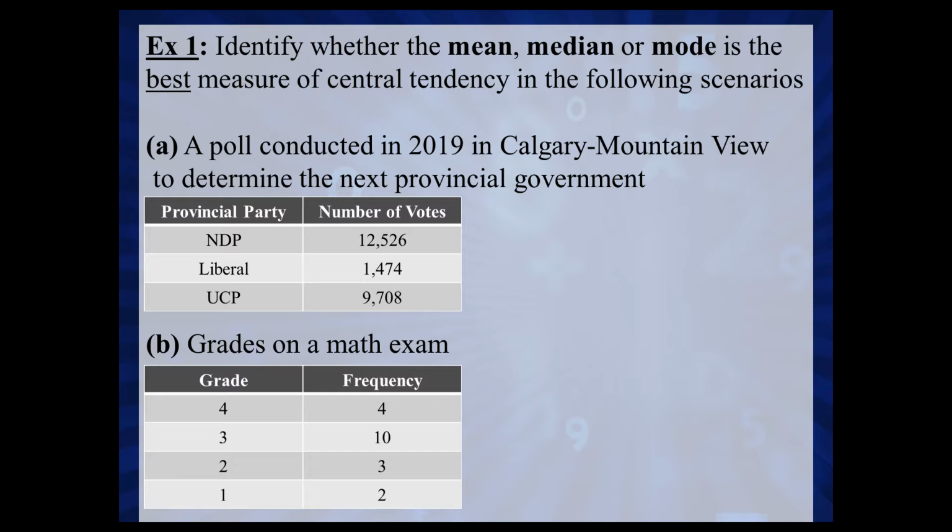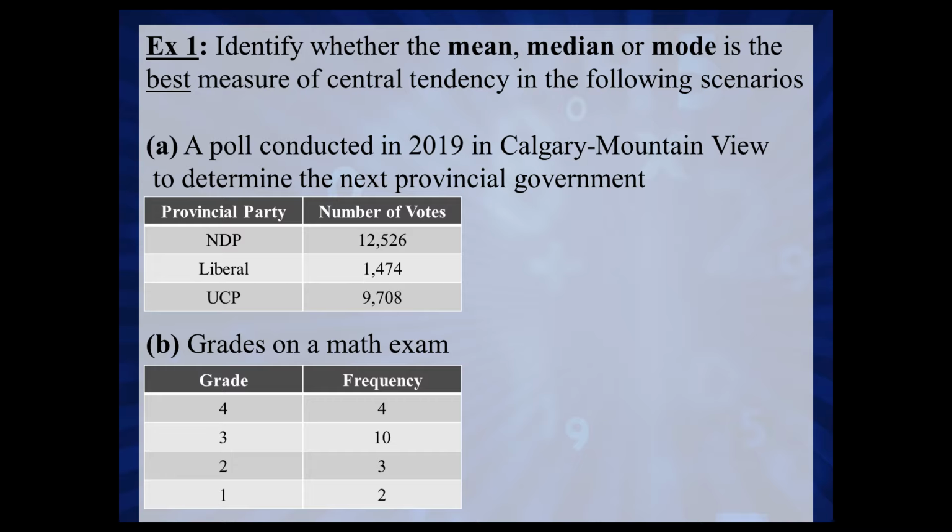Okay, so based on this chart, what's the best measure of central tendency? Is it the median, the mode, or is it the mean? Well, think about this for a second. What is the objective of a poll or a survey? Usually in a poll or a survey, you provide a bunch of choices and you ask people to vote on it.